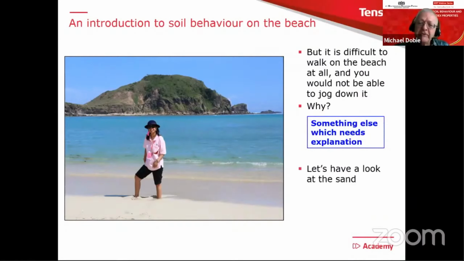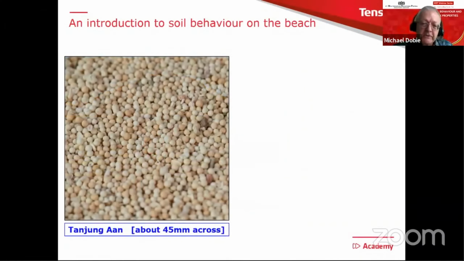So let's have a look at the sand in detail. And here we are. So this is Tanjung Aan sand. That picture is about 45 millimeters across. And what we can see is that the sand consists of these perfectly spherical little balls, and they're all much the same size. In fact, it's what's called an oolitic sand, and they're quite rare and really extraordinary.